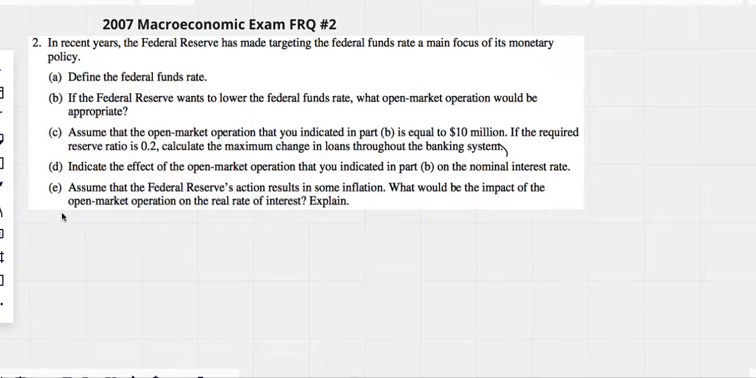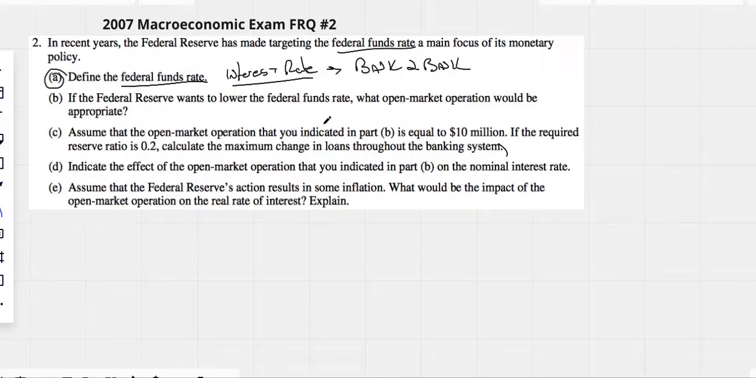2007 Macro FRQ. In recent years, the Federal Reserve has made targeting the federal funds rate a main focus of its monetary policy. Define the federal funds rate. The federal funds rate is just an interest rate that banks charge one another when they borrow from one another. So it is just when there's bank-to-bank loans, it is the interest rate that is charged.